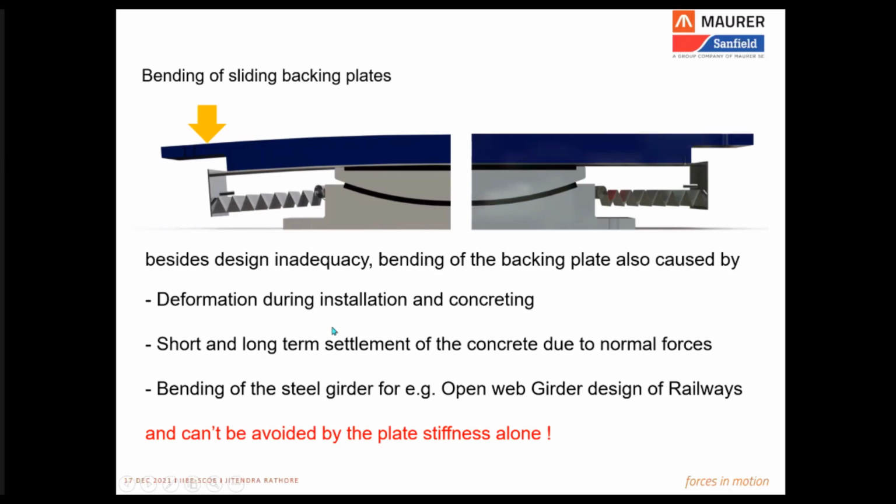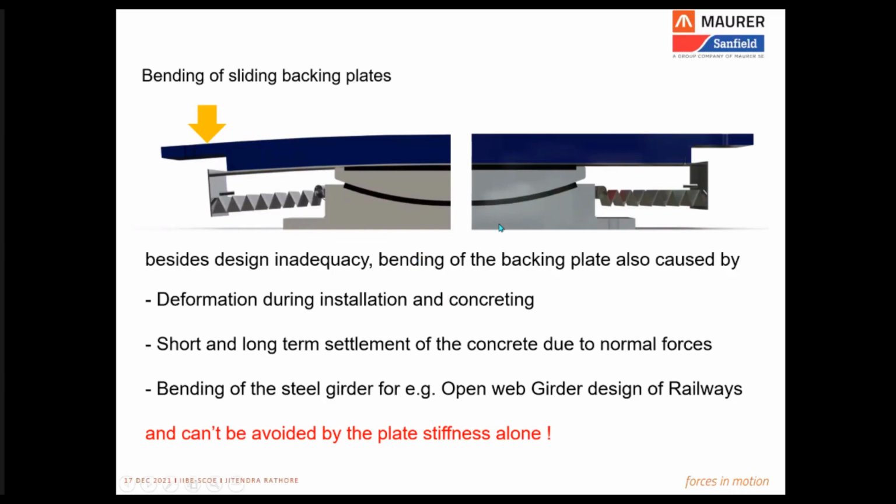This can also happen when you are using in situ concreting. That means you are just putting the shuttering around the bearing, and the bearing is installed in place and you are pouring the lean concrete. The lean concrete as such has no stability of itself. It is free to flow, and under the influence of this lean concrete weight also the plate can bend.